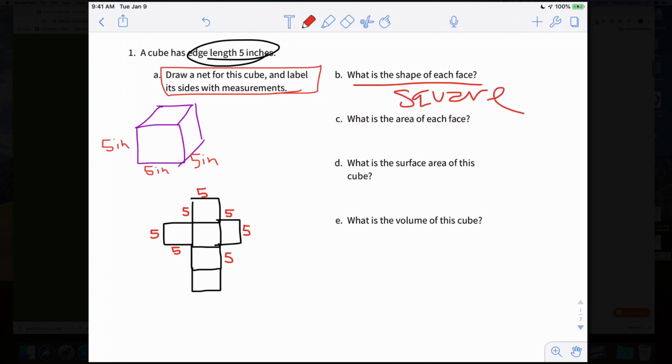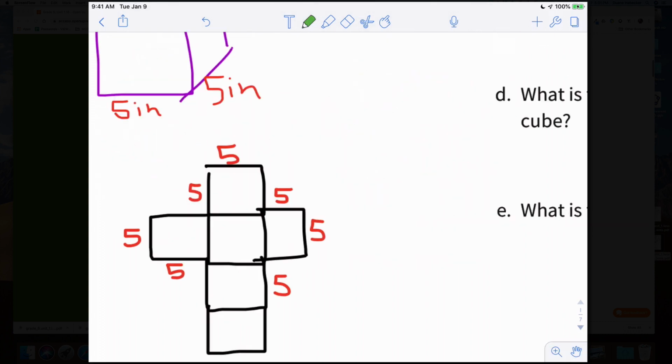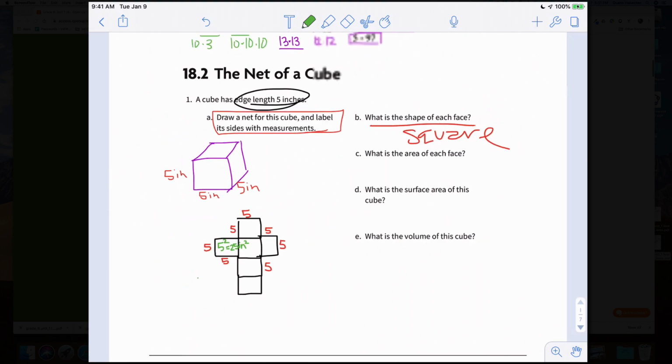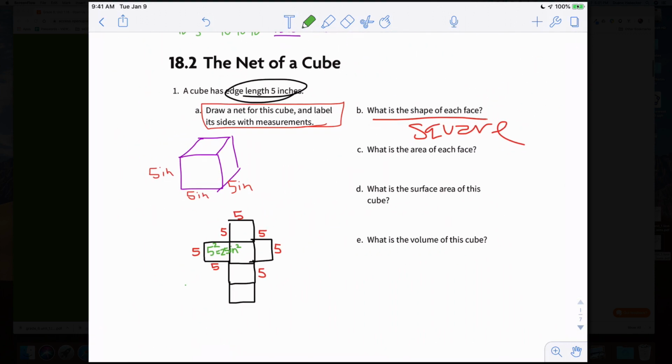What is the area of each face? Well, we know that the area of each face is 5 times 5, which happens to be 25 square inches. I'm having a hard time writing the I, square inches. All right, so what is the area of each face? It's 25 square inches.